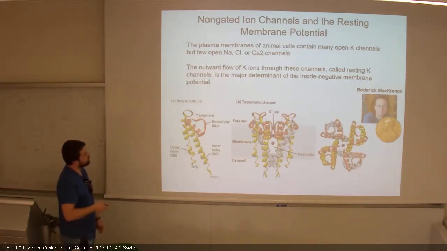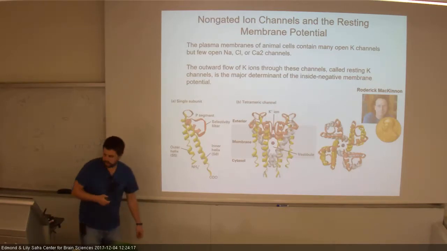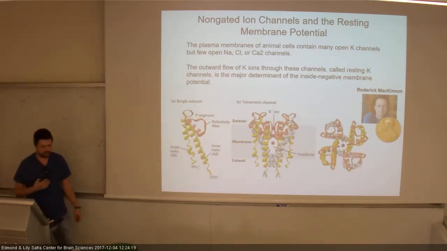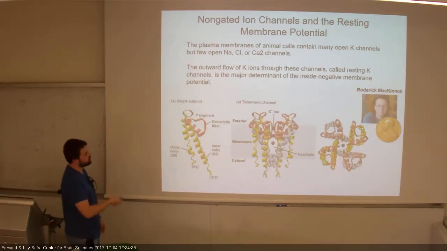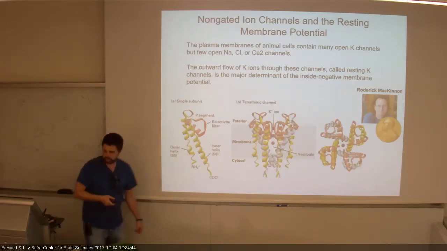the one that discovered this channel and described the selectivity filter specifically won the Nobel Prize for this discovery. This channel is open all the time, and it allows more or less free passage of potassium ions from the cytosol, okay, because we have a high concentration of potassium in the cytosol, to the exterior part of the cell. Okay, so there is a constant movement of ions through this channel from the cytosol to the exterior part of the cell.